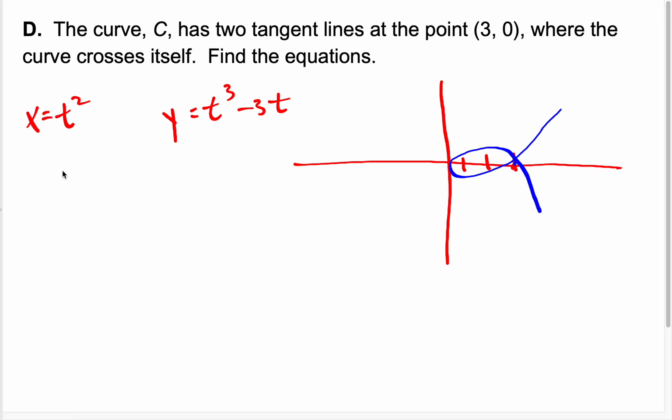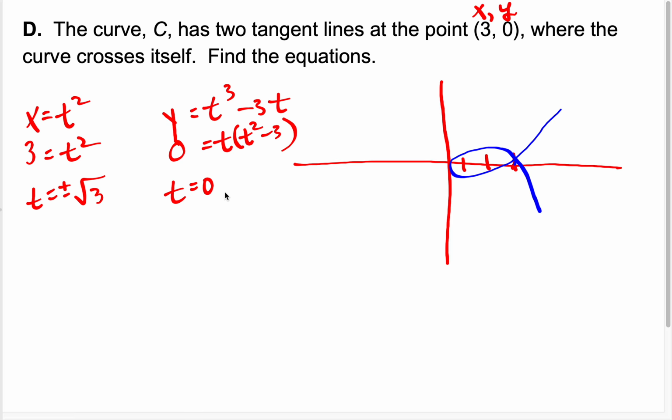All right, so the curve C has two tangent lines at the point. This is x and this is y. We have to figure out the t value that's going to result in this happening. When x is 3, if you take a square root, we get t equals plus or minus root 3. And here we plug in y, which is 0, and factor out a t. So we get t equals 0, and then t squared minus 3 equals 0, so t squared equals 3, so t equals plus or minus root 3.